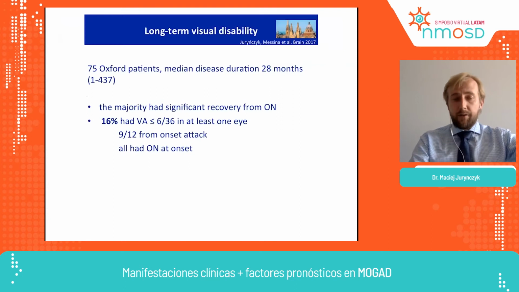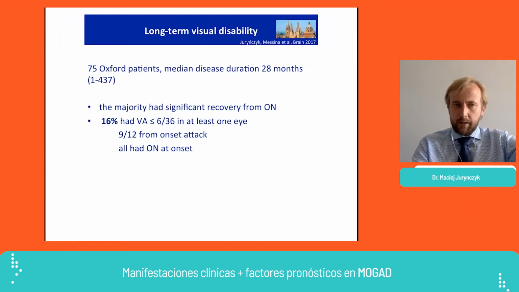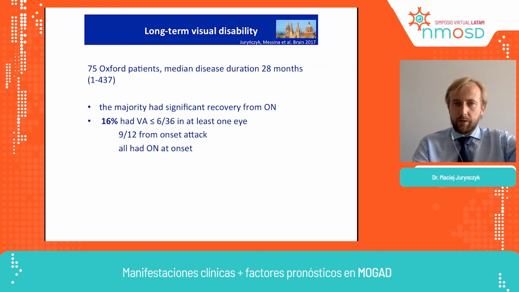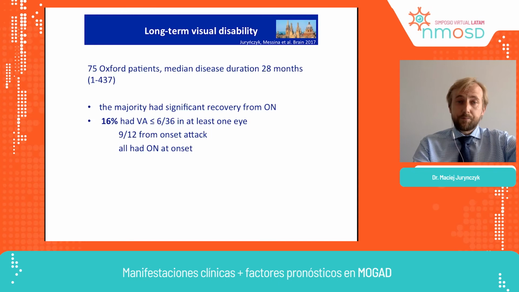Despite marked severity of optic neuritis in the acute phase, the outcome is usually quite favorable. We were studying this in our Oxford cohort, where median disease duration was 28 months, and we observed that the majority of patients had significant recovery from optic neuritis. Only around 16% had visual acuity 6/36 or less in at least one eye, and most of these patients had disability coming from their onset attack, and all these patients had optic neuritis at onset.